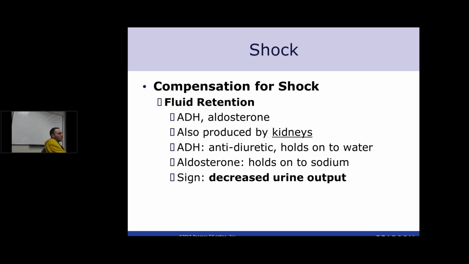So the aldosterone holds on to sodium, ADH holds on to water. This decreases your urinary output, right? So that can be a sign of shock. Patient has good blood pressure, relatively stable heart rate, they're getting fluids, but they have little to no urinary output. That's a sign of shock.